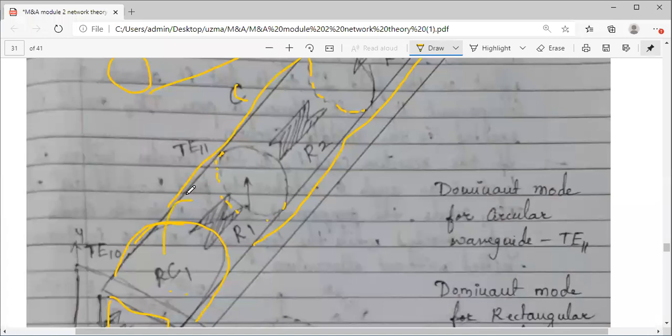So from this to this, there is a transition from rectangular to circular. That's why I have used here RC. You can take circular to rectangle or rectangular to circular, because if you look from this end, it is the transition from circular to rectangular. However you denote it, RC1 is the rectangular to circular transition.